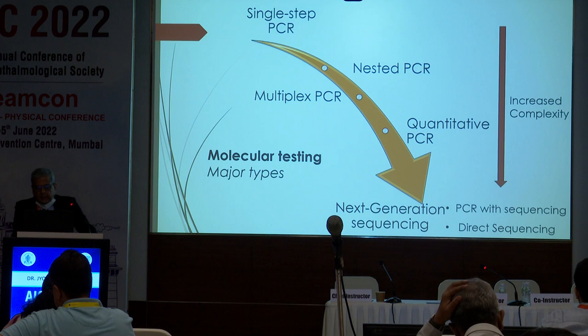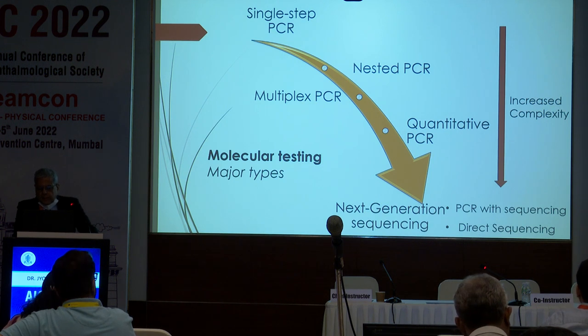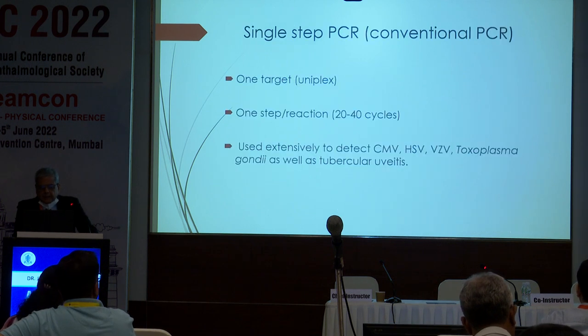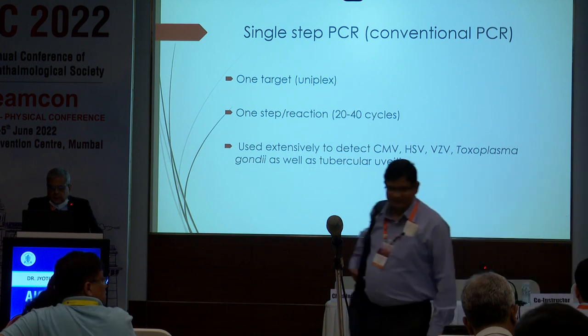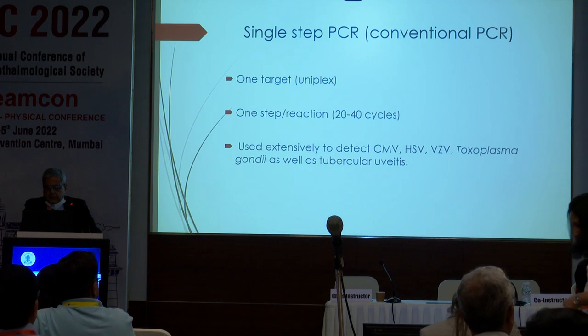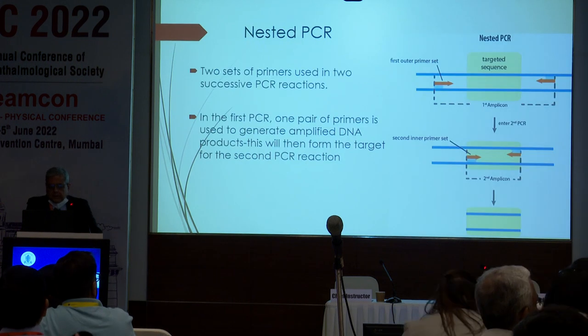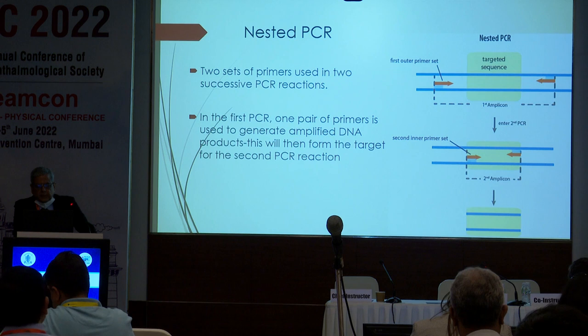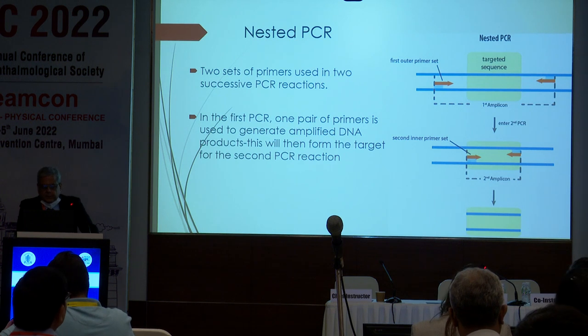There are single-step PCR, nested PCR, multiplex PCR, quantitative PCR, and now next-generation sequencing has come. Single-step PCR is a one-target, one-step reaction of 20 to 40 cycles, used extensively to detect CMV, HSV, HZV and Toxoplasma gondii. In nested PCR, we use two sets of primers in two successive PCR reactions.